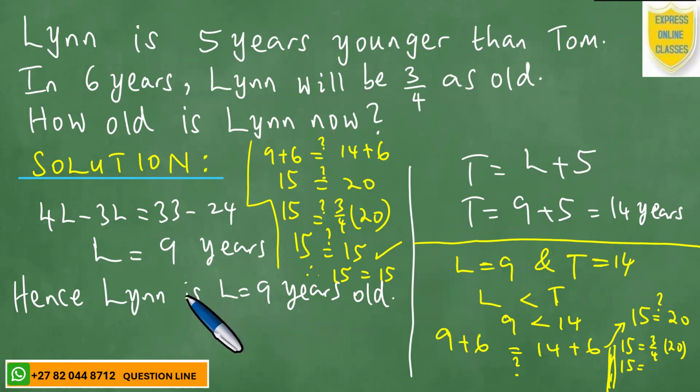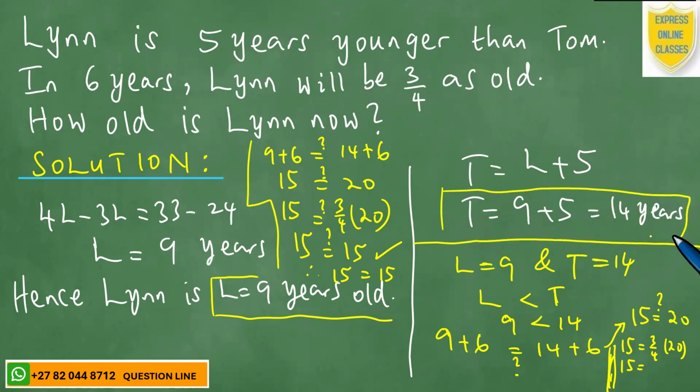So it is therefore true that Lynn is exactly 9 years old, and Tom is exactly 14 years old at the moment. Okay, and so we have solved this problem step by step, and it makes sense, of course.